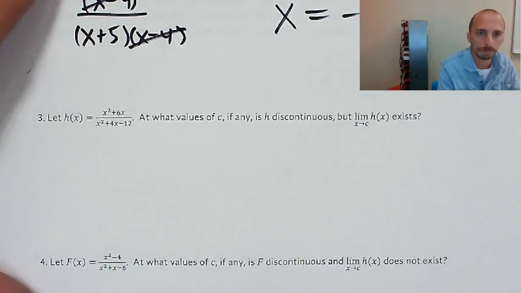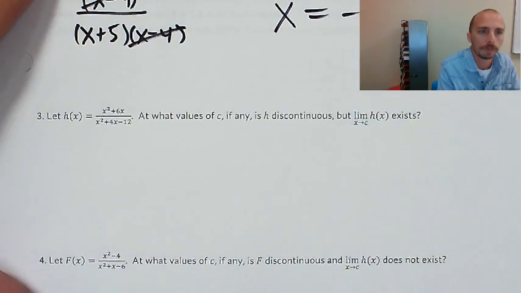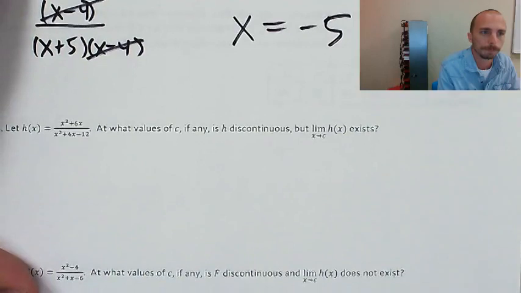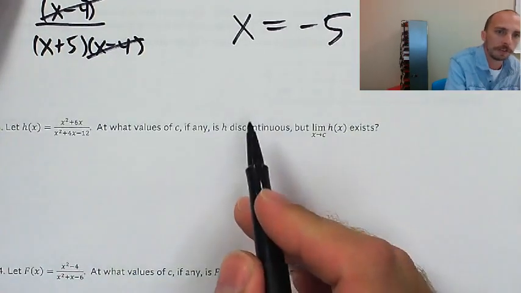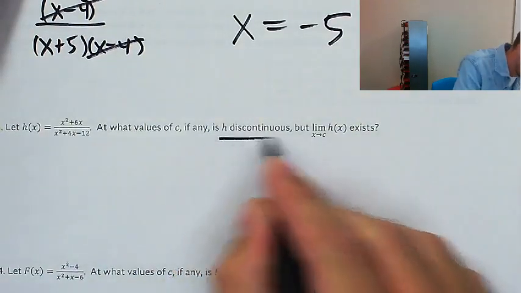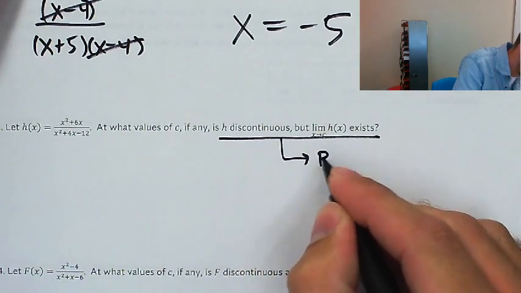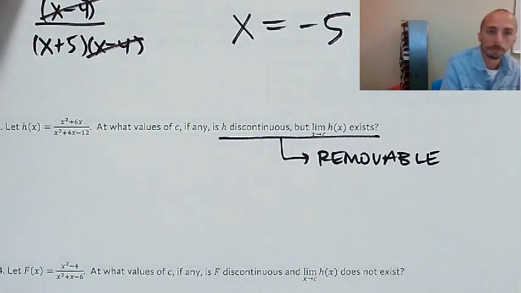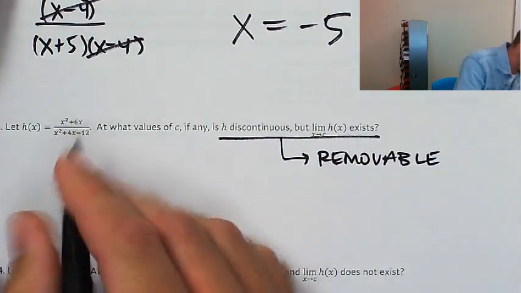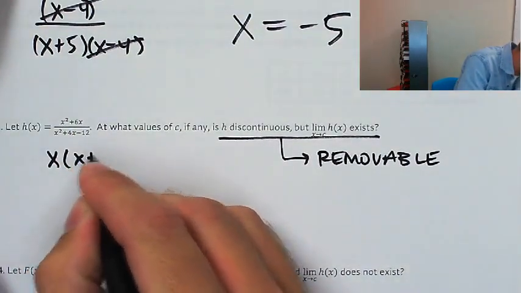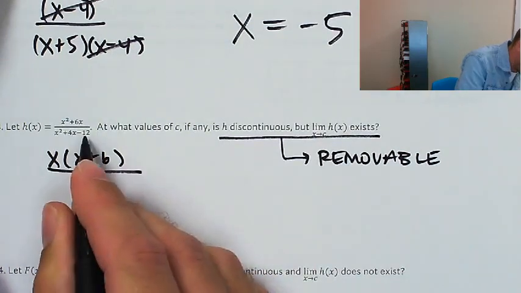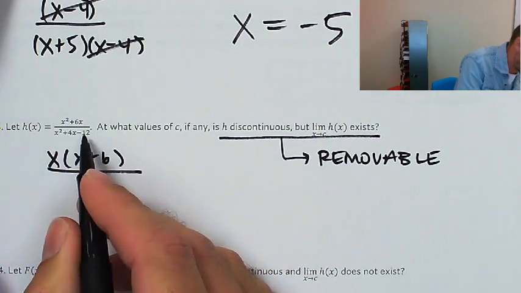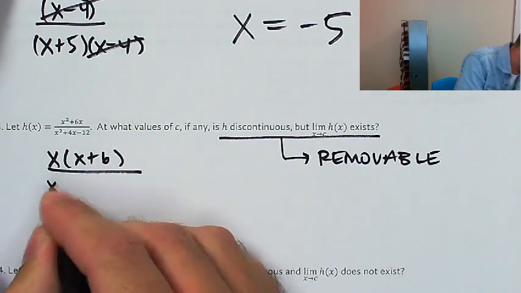Okay, now we've got something pretty similar, and we're going to say h is discontinuous, but the limit exists. This is code for removable discontinuity. So it's very similar to question number 1, right? I'm just going to factor this. That's x times (x plus 6). And 12, that would be positive 6, negative 2.